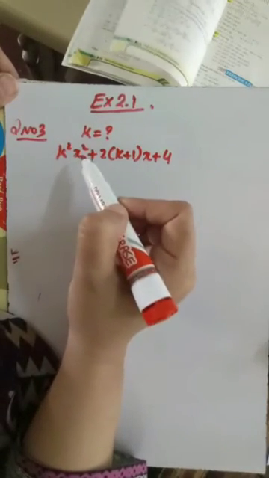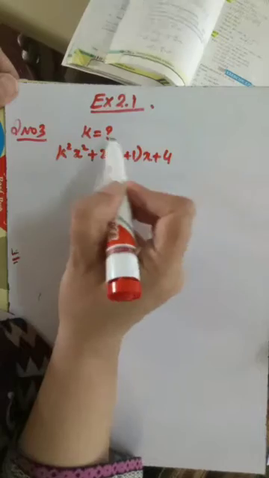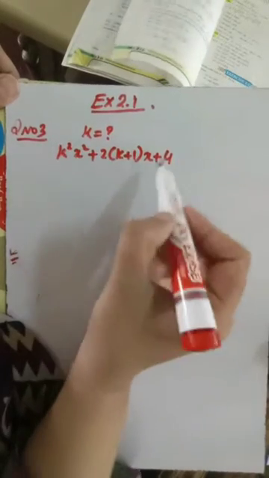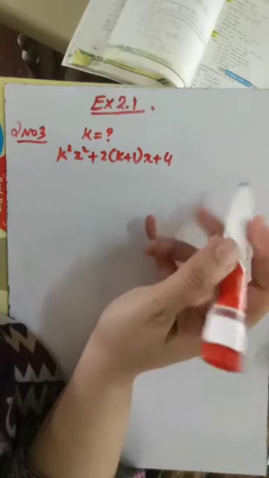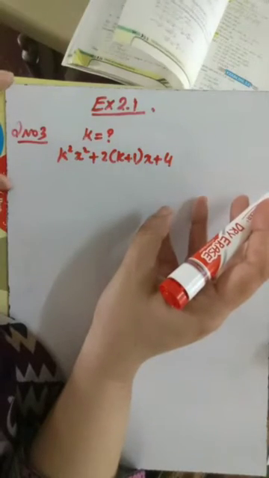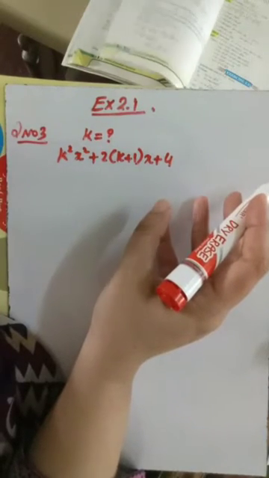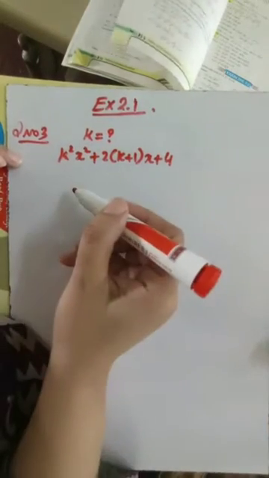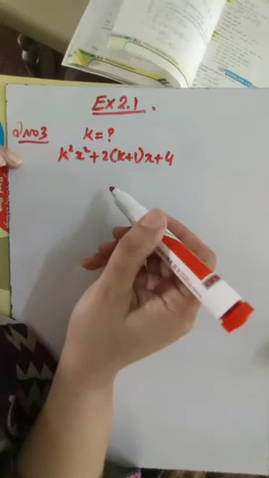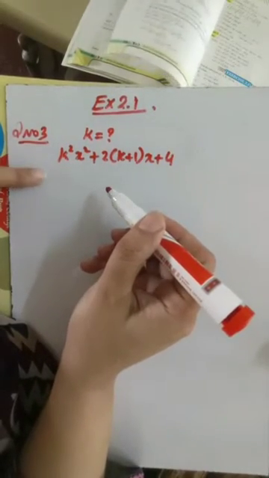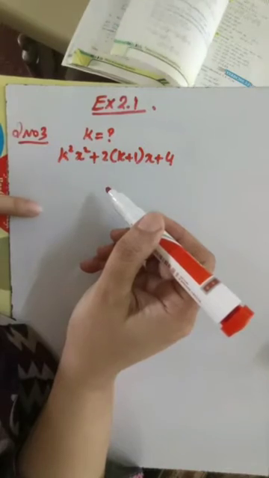For that, we assume that this is a perfect square. Now if it is a perfect square, then we know that if it is involved in a quadratic equation, it will always give equal roots. As we have discussed a few minutes ago, whenever you have a perfect square involved in a quadratic equation, that quadratic equation will always give equal roots.